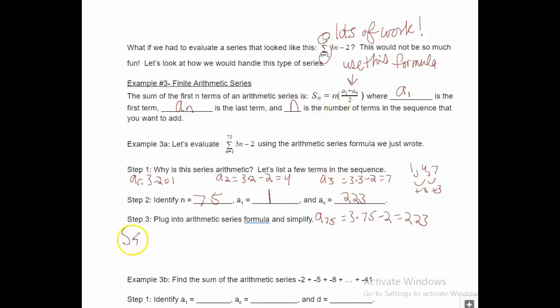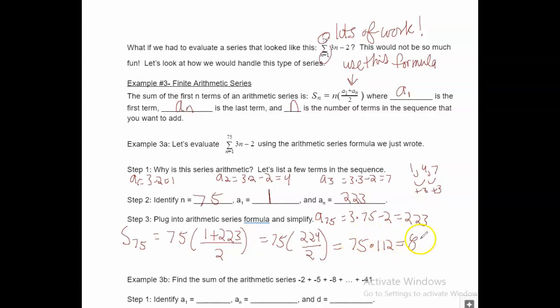So the sum of the first 75 terms equals n times A1 plus An divided by 2. So the sum of the first 75 terms of 3n minus 2 is 8,400.